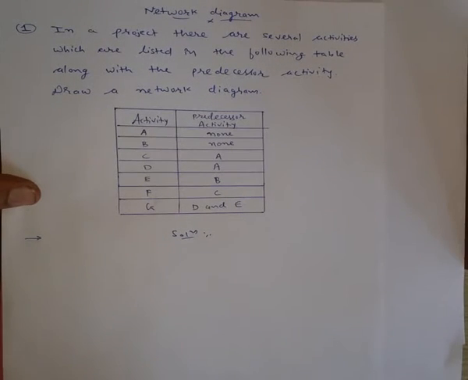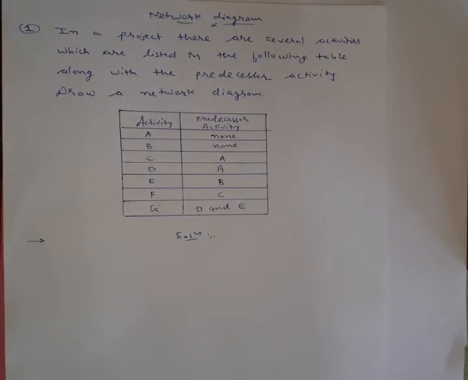In this particular lecture, we will study how to draw the network diagram in project management. So as you can see, the data that is given to you, in a project there are several activities. Here the whole project is divided into small activities, and after the completion of all the activities, the whole project is completed. The activities are A to G, which are listed in the following table along with the predecessor activities. Now draw the network diagram for the given data.